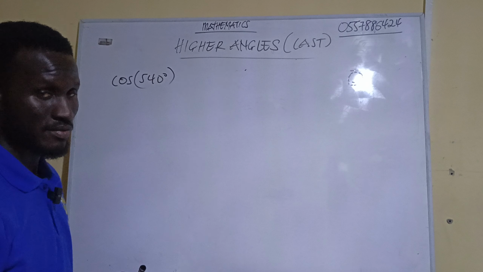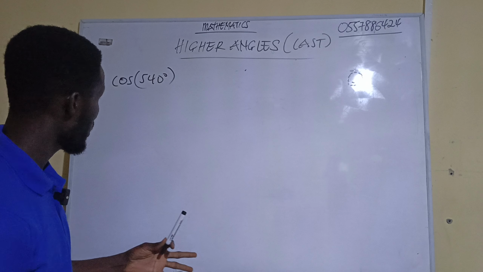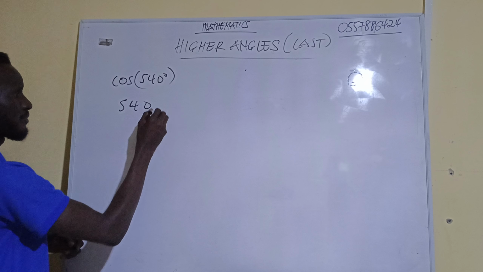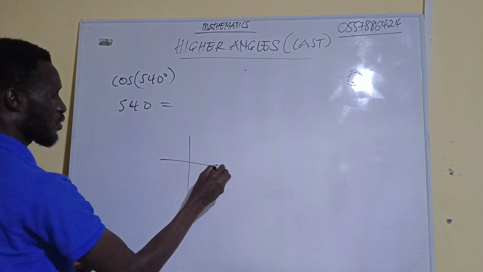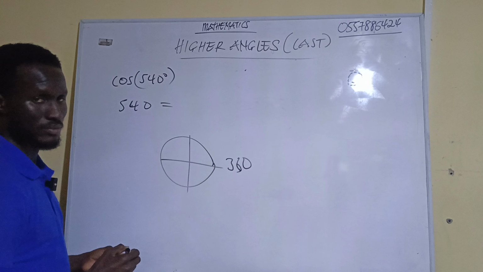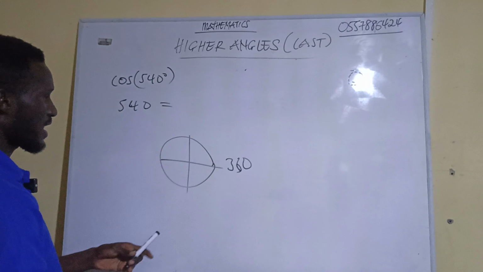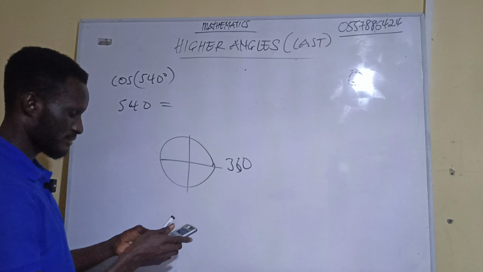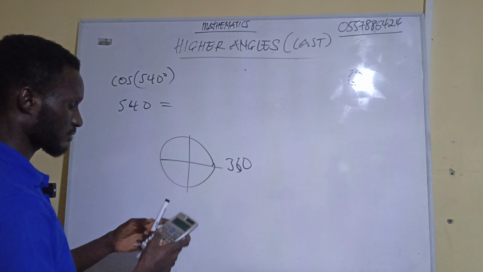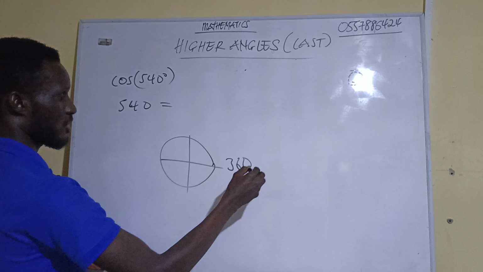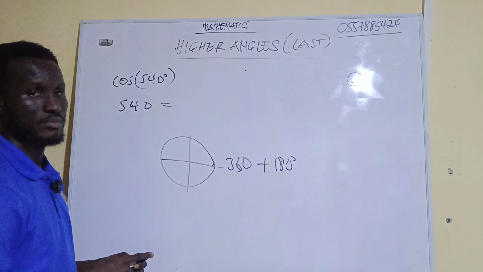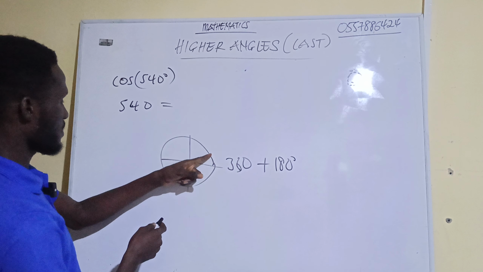Let's say cos 540. The same way, you see 540, I need to move one complete cycle, which will give us 360 degrees. Right? Yes. Now let me subtract 360 from this one. 540 minus 360. Now I'm going to get 180. Now 180, we're going to be here.